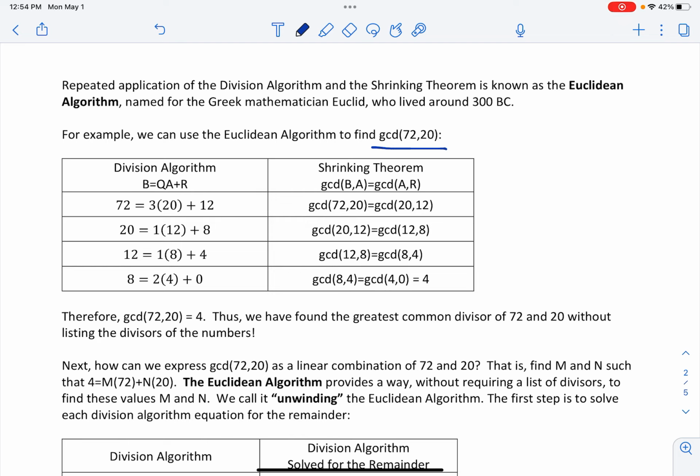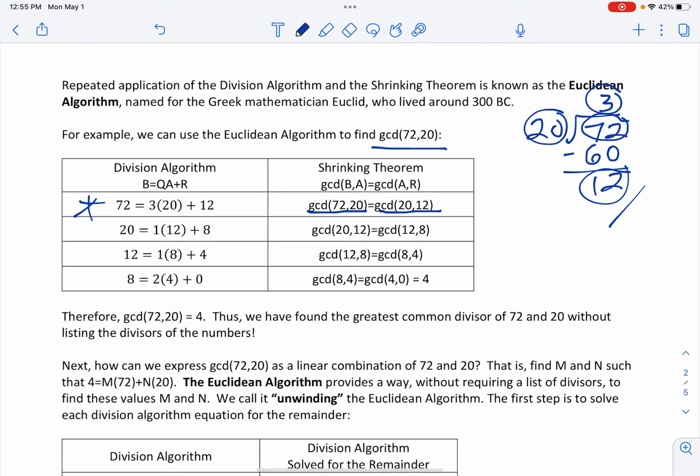So the first step is we're going to divide. 20 goes into 72. And if you want to just use long division on these like this, that would be a fine way to do it, right? But there's the division, and notice where those numbers appear over here, right? We have the B, the A, Q, remainder R. And this is a true statement, right? 3 times 20 plus 12 is 72, okay? And so what this means, like previously, the GCD of the original one is the same as the GCD of the smaller number 20 with the new remainder 12.